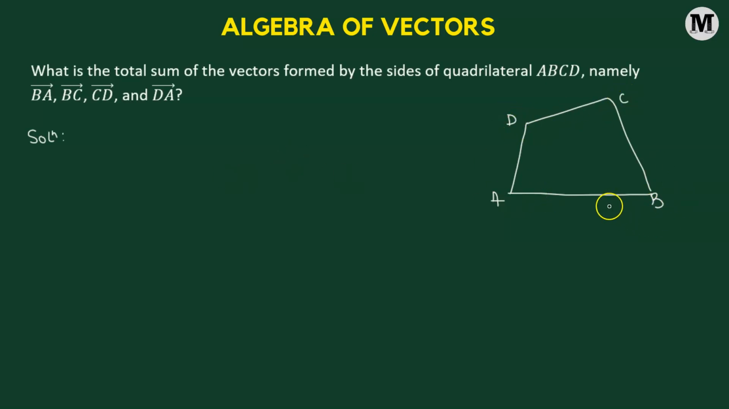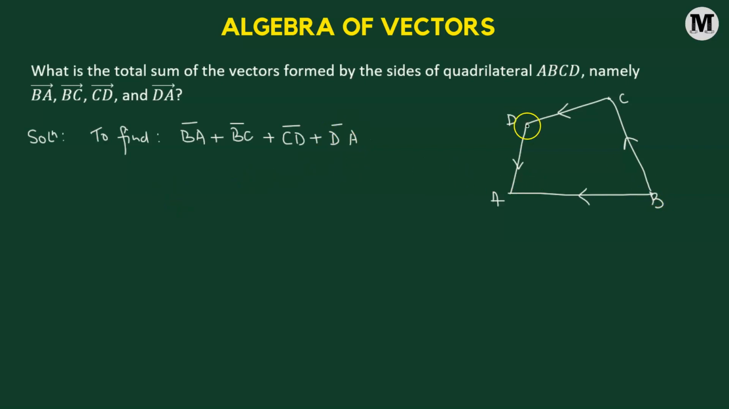Now we have the vector BA, so that means it's a directed line segment going from the vertex B towards A. Then we have BC vector, another vector going from B to C. Then we have CD vector, a vector going from the vertex C to D. And we have DA vector. Now, for this particular quadrilateral, we need to find the sum BA vector added to BC vector plus CD vector plus DA vector.